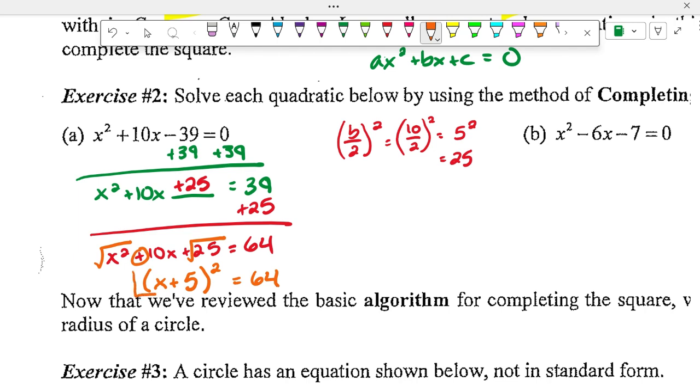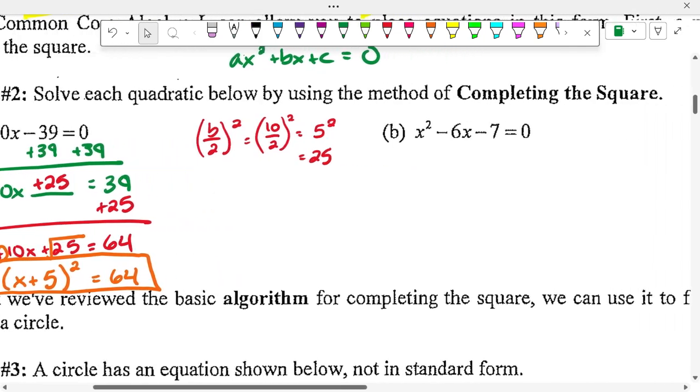And this is where we can stop when we come to completing the square. In math 2, you would go a step further and either solve for x, or you would subtract the 64 back over to get the vertex form of the quadratic. But for what we need, we can stop right here. That's as far as you need to go. So once you factor, you're done. All right, any questions? All right, let's try letter B.